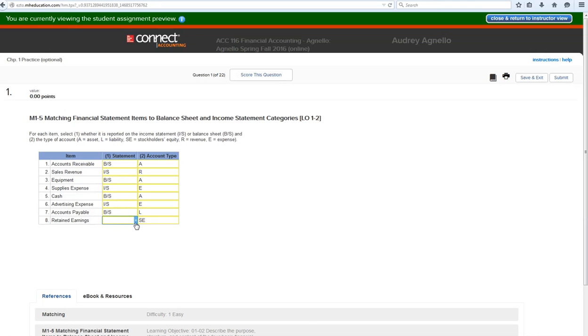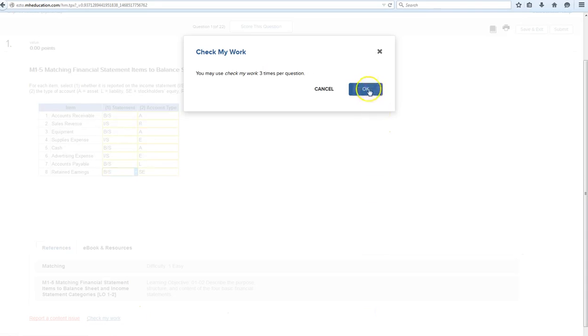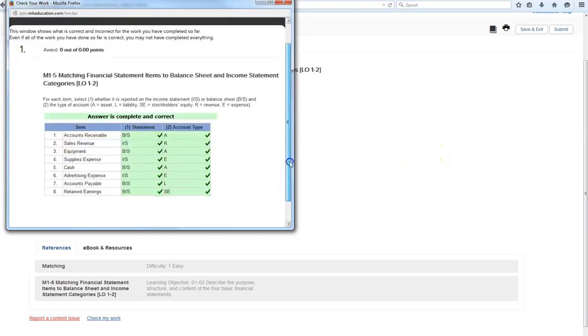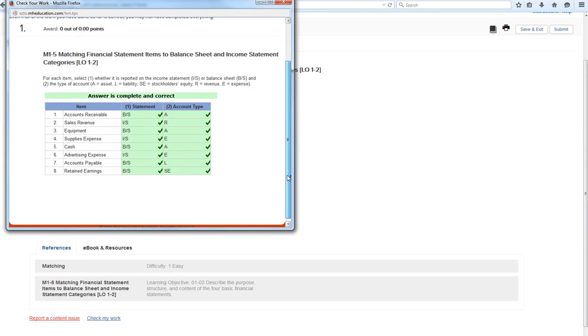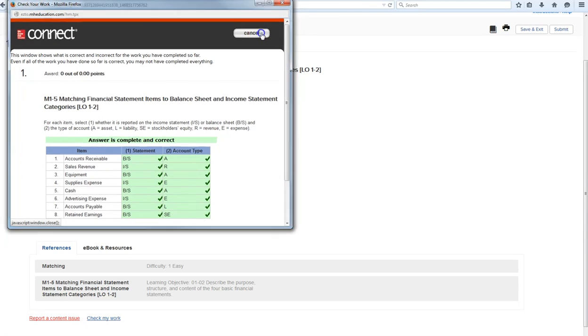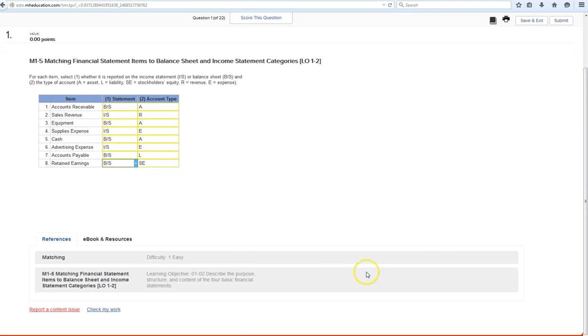Now, while we're here, I want to show you a few things about Connect. First of all, there's this little link at the bottom here called Check My Work. Oops, that one didn't get recorded. Let's click on Check My Work. We're allowed to use it 3 times per question. And it basically tells you whether what you've done is correct or not, and we did everything correctly, and it is complete. However, bear in mind that Check My Work does not tell you if you've missed anything. It only tells you whether what you've done so far is correct. If it marks your work as non-correct, it doesn't give you the answer. You would have to go back and figure out the answer.